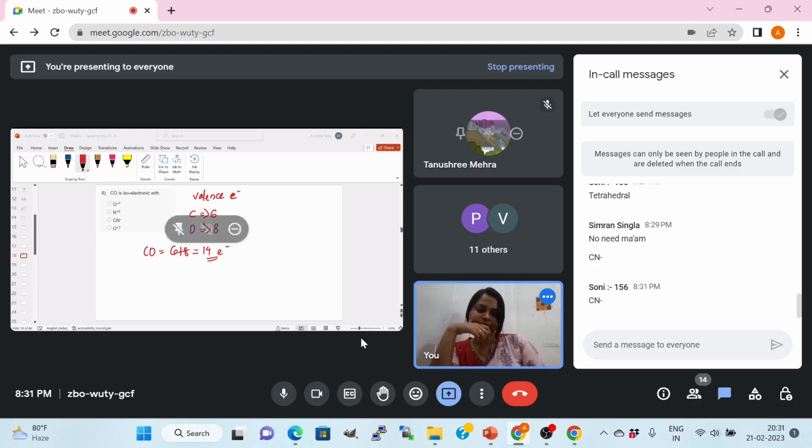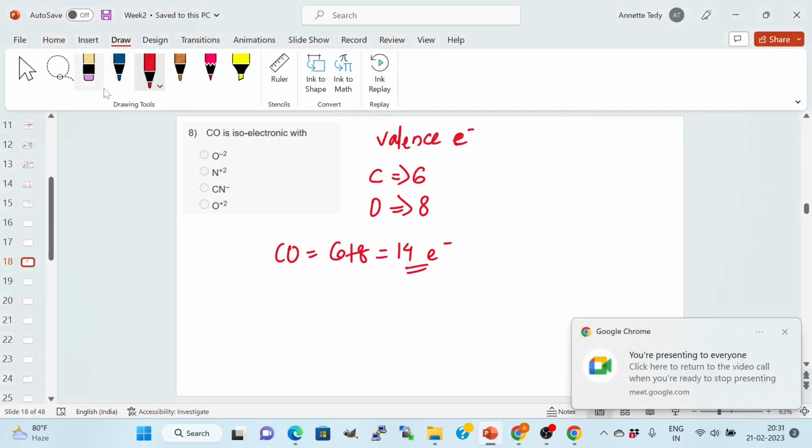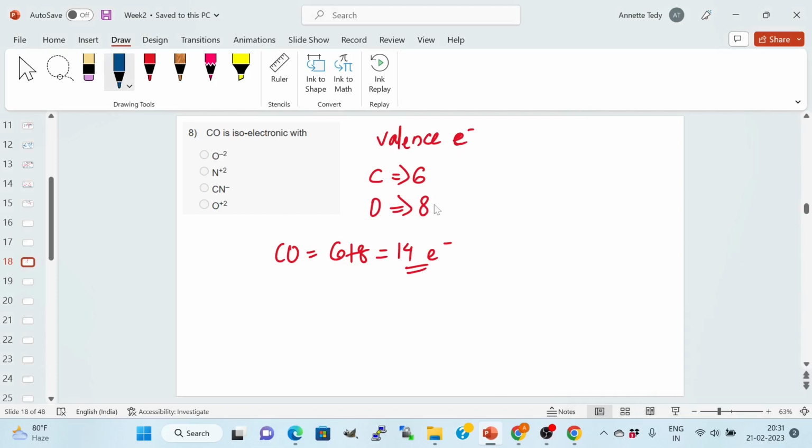Okay, good. So we'll just solve this. So O2 2 minus. Oxygen, as I said, has 8. So 2 minus means we'll add 2 more electrons, so it is 10 electrons. So definitely this is not the answer. Then this is nitrogen. Nitrogen has 7 electrons, but it has 2 plus, which means that we have removed 2 electrons. So it is 5. So definitely this is also not the case.